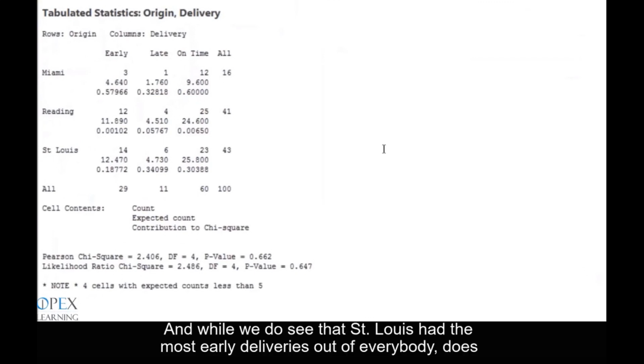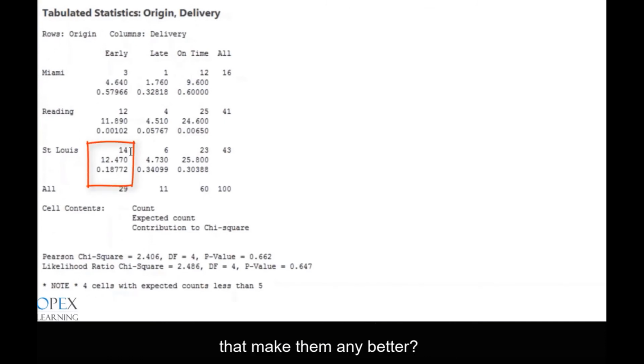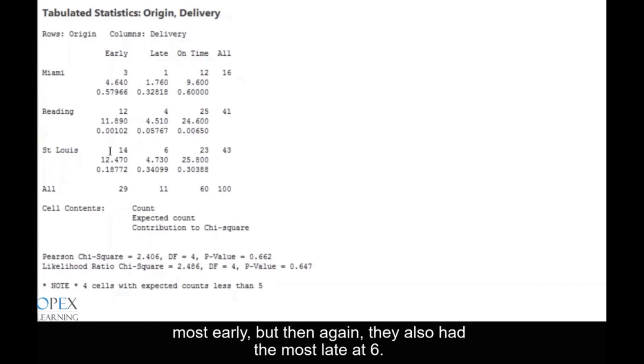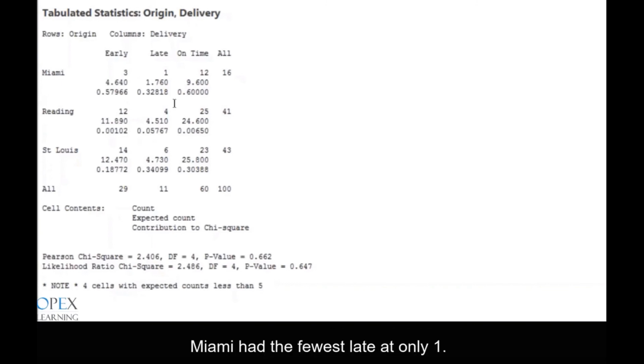And while we do see that St. Louis had the most early deliveries out of everybody, does that make them any better? If we just did that raw pivot table, we'd be all over St. Louis for having the most early. But then again, they also had the most late at 6. Miami had the fewest late at only 1. Yay, Miami. Or as they say, they're Miami. But is it enough to be of any kind of importance?